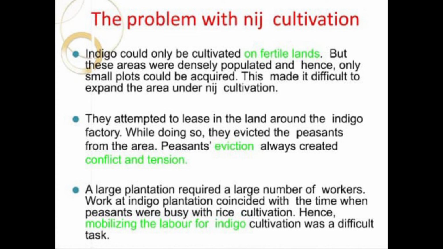Work at the indigo plantation coincided with the time when the peasants were busy with rice cultivation. They had to forego the food crop and then concentrate on the indigo cultivation. Hence, mobilizing the labor for indigo cultivation was a difficult task.